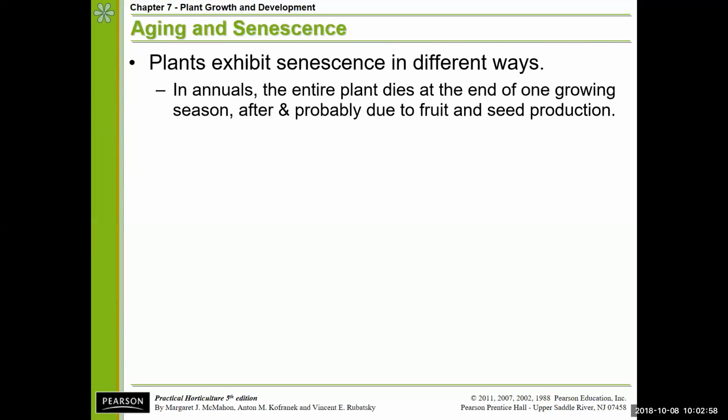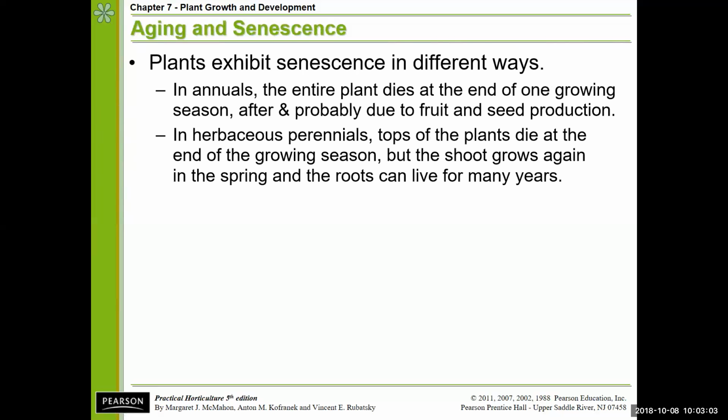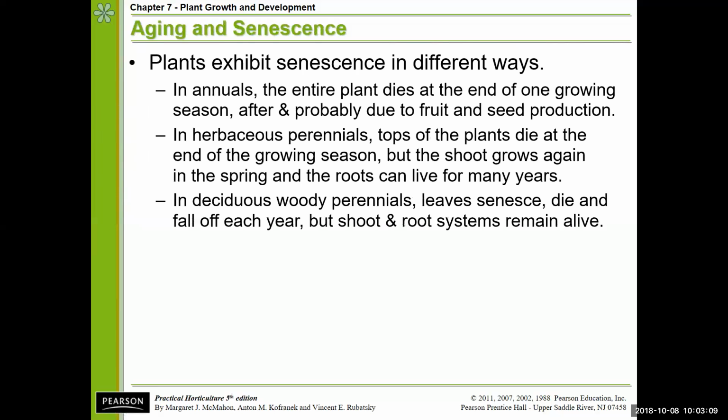Different life cycles, different plants, and annuals: it happens in one season, as we know. And perennials, the tops of the plants die back, but then the shoot regrows from the crown, and the roots can live for many years. In deciduous woody perennials, the leaves senesce and die, but the shoot and root systems remain alive.